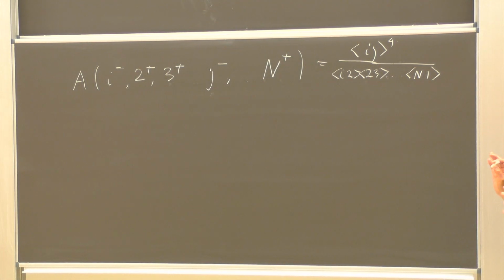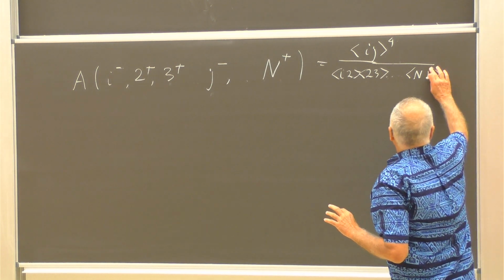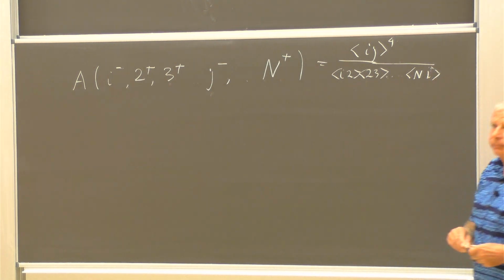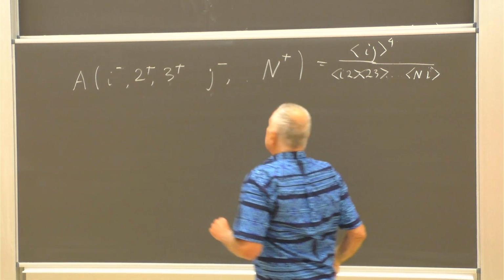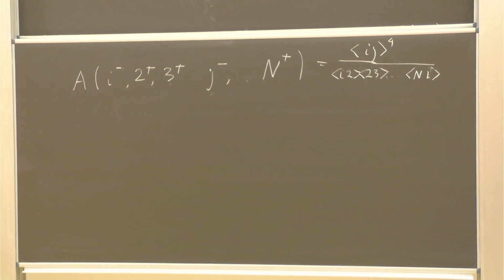What is the index of the last bracket? The last bracket is n1, I. Sorry, yeah. You go like that. Yeah. The last one is n1, I.